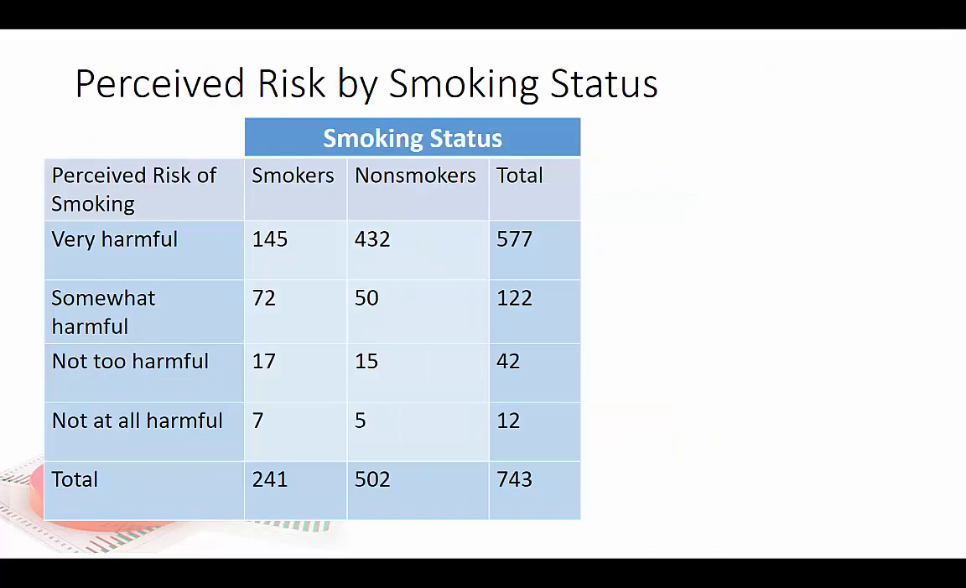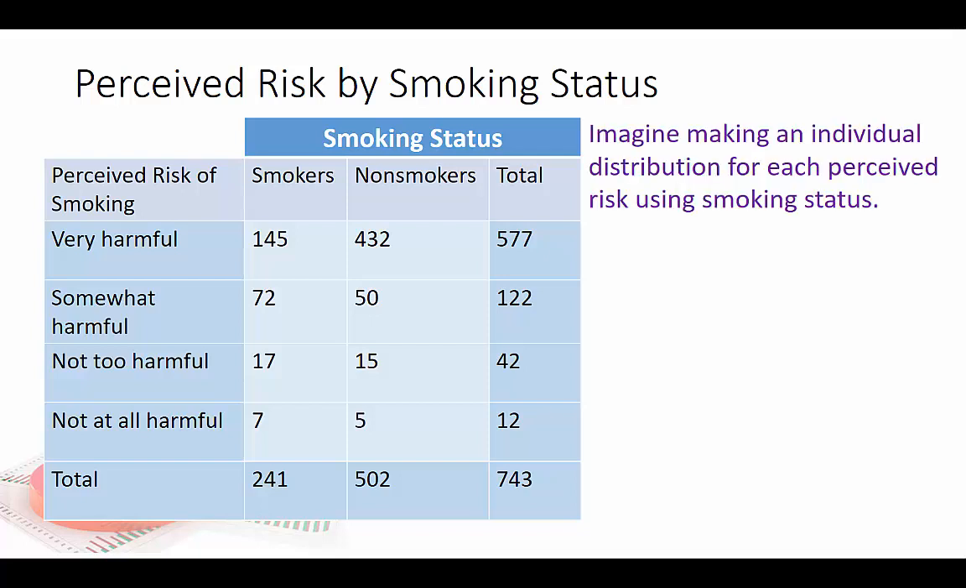Now we can look at perceived risk by smoking status. What we're going to do is imagine making an individual distribution for each perceived risk. So here's one. We're going to make a distribution for this and look at it according to smoking status. So we can see on this row, 145 out of 577, or 25.1% of the people who thought it was very harmful, were smokers. 75% of people who thought it was very harmful are non-smokers. So each risk should add up to 100%.